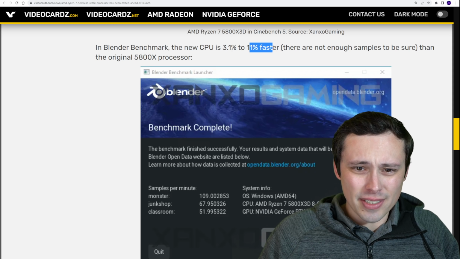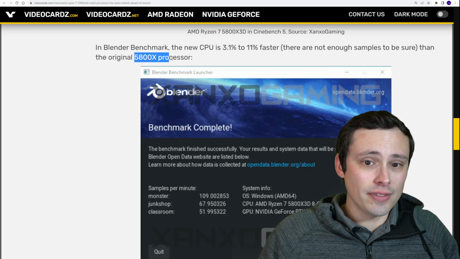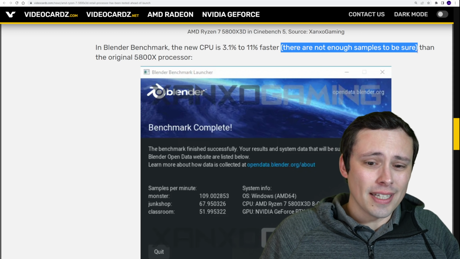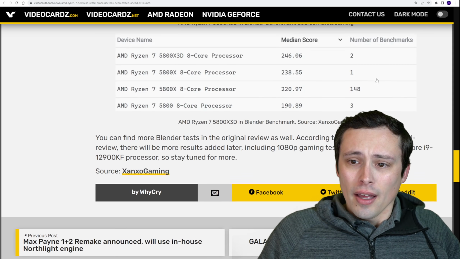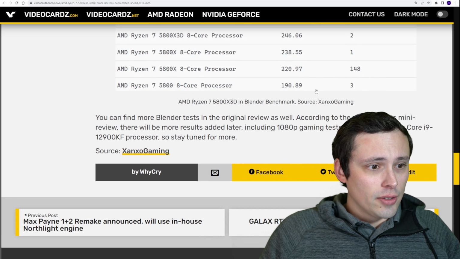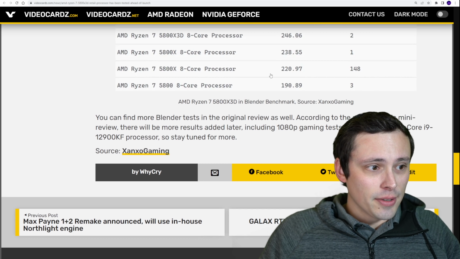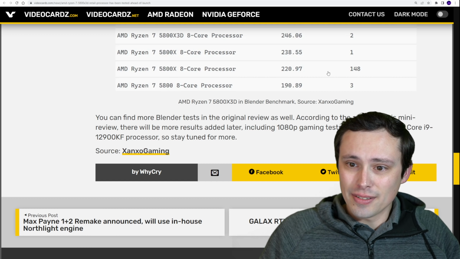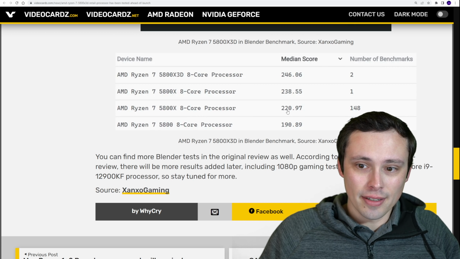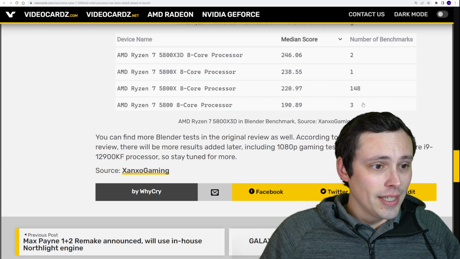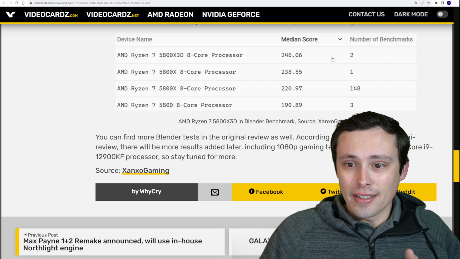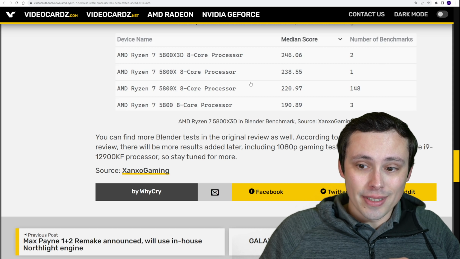3.1% to 11% faster than the original 5800X, but they're mentioning that there's not enough samples here for that to be super reliable. And that is those results here. So see, the 5800X got some various results here. The most number of benchmarks ran, getting that score, 148, that's quite a bit. Anyway, the X3D, we're obviously just getting a couple of runs. It does look to be an improvement there.